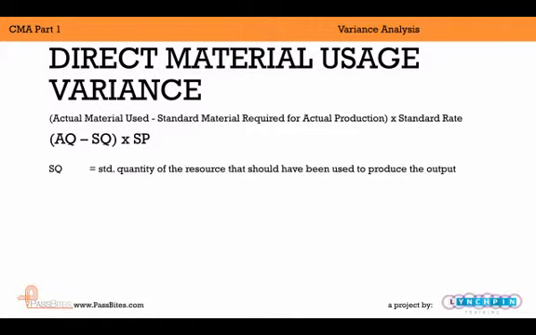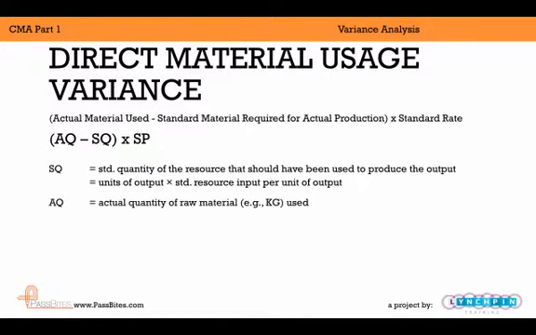SQ here is standard quantity of the resource that should have been used in the production, which will be taken by units of output of finished goods multiplied by standard resource input per unit of output. For example, how many kgs are required? Since standards are per unit, we multiply them with the total output of units. For example, total production, to find out how much it should have been used. Actual quantities might be given in kgs or pounds or maybe units. Standard rate here is the standard cost per unit of material.